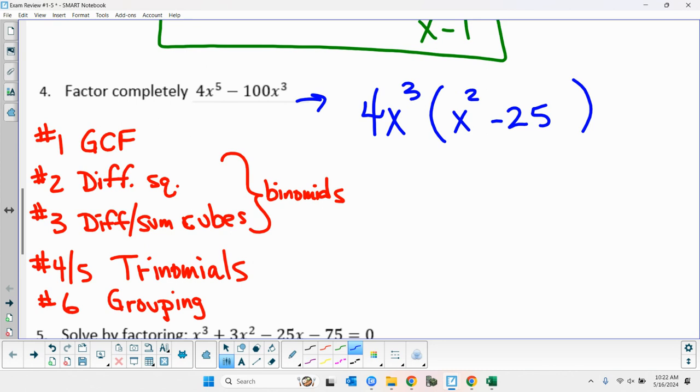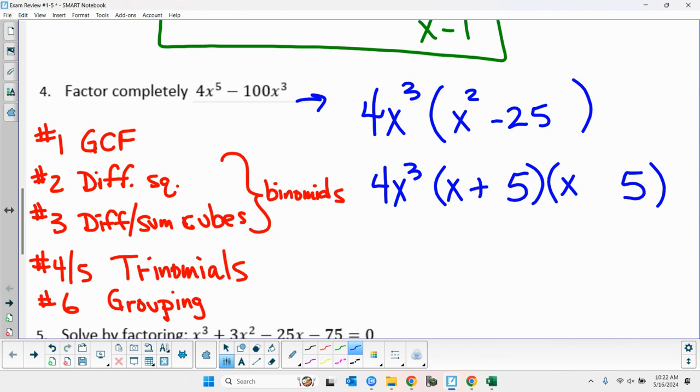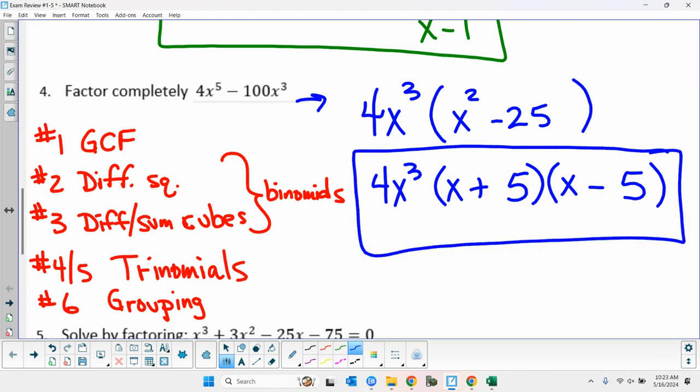Is it finished? No, because that parenthesis is number 2 on our list. Difference of squares. So here's what we do for those. We make 2 sets and square root those. So x for the square root of x squared, 5 for the square root of 25, plus and minus. So that's factored completely now.